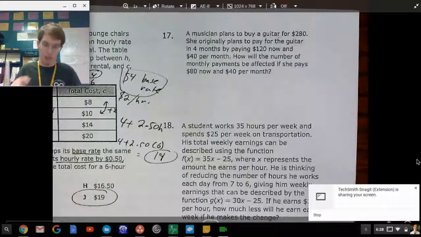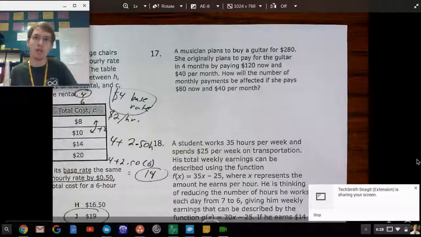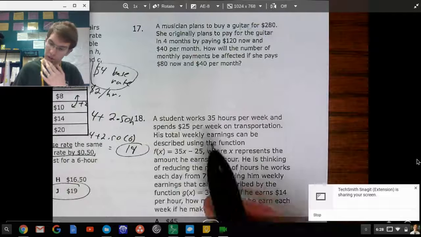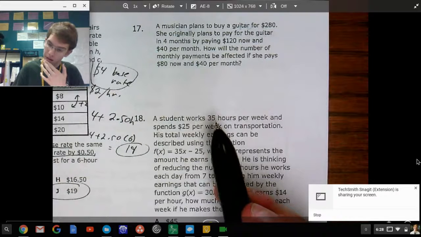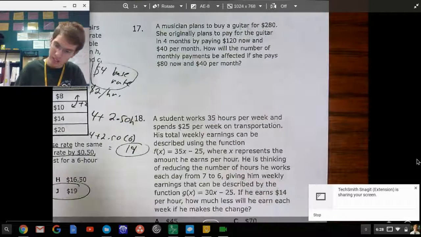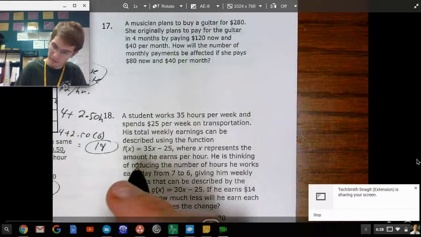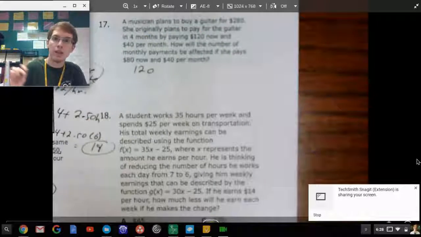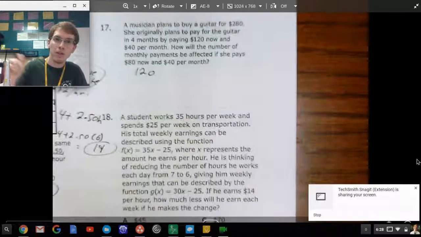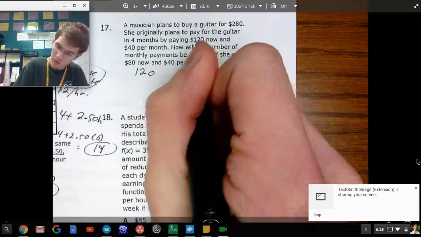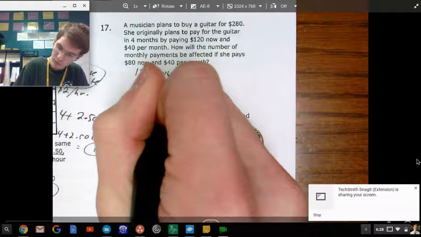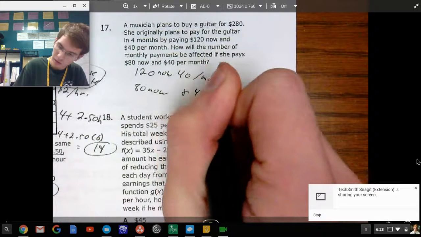Okay, 17. A musician plans to buy a guitar for $280. She originally plans to pay for the guitar in 4 months by paying $120 now and $40 per month. How will the number of monthly payments be affected if she pays $80 now and $40 a month? Well, let's see. So they started out paying $120 and $40 a month. And we're going to $80 now and $40 a month.